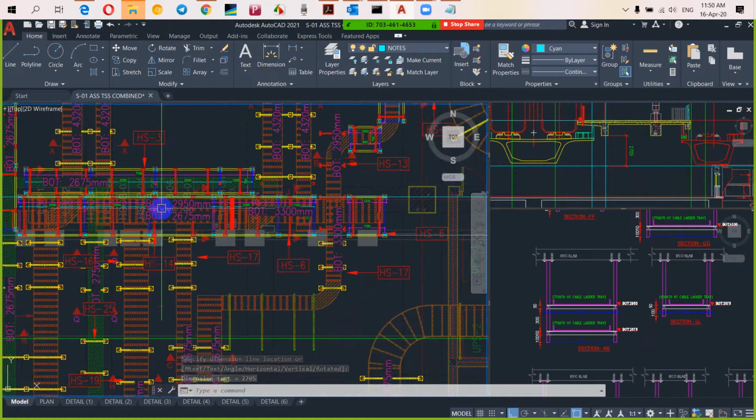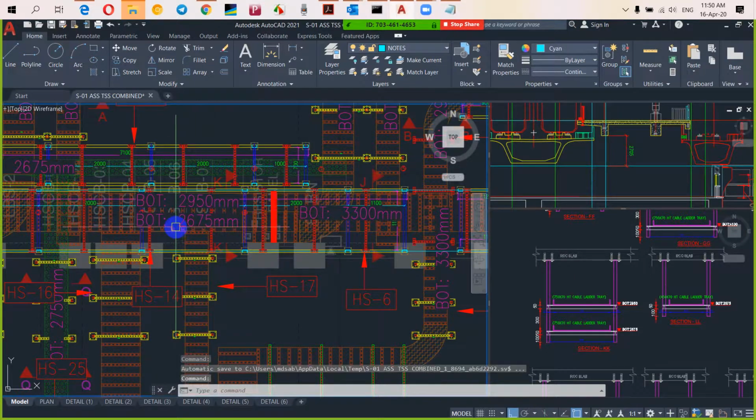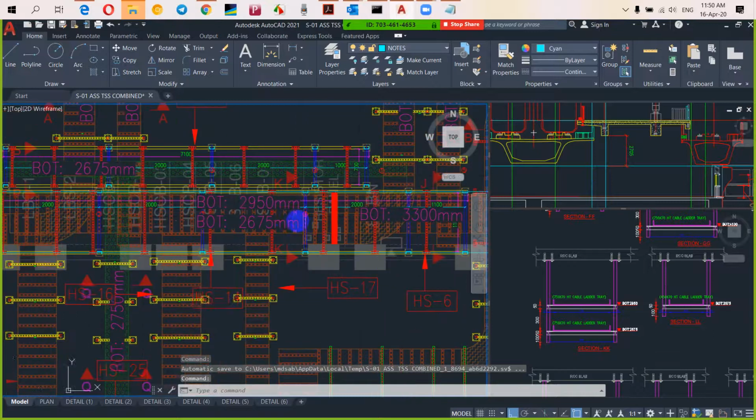So here we have two heights. One is 2675. If we want to put this here, we have to use only one unistrut. One unistrut has a length of 2.5, but here we have a height of 2.7. So can we move this 300 to the top? Can we increase the height by 300 for both of the trays?